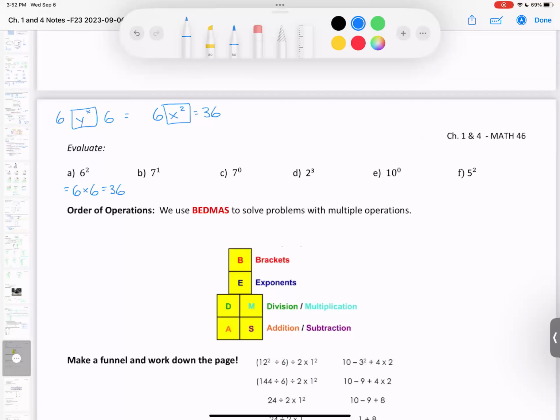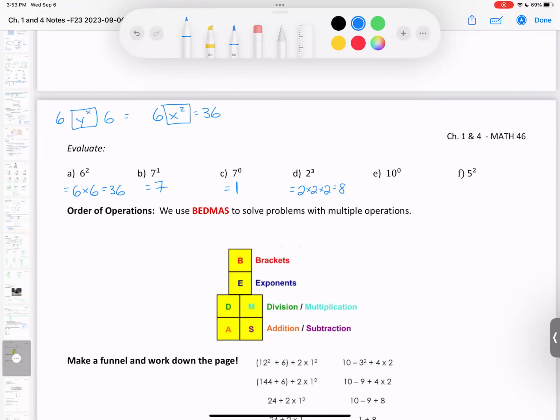Okay, next one, 7 to the power of 1. Well, we could type that into the calculator, but we already said anything to the power of 1 is just itself, so that would be 7. 7 to the power of 0. So any number besides 0 to the power of 0 is 1. 2 to the power of 3. Well, we could do this on our calculator or by hand. What is that really saying? It's saying take 2, multiply it by itself 3 times. So that would be 2 times 2, which is 4, times another 2, which is 8. See if you can verify that with your calculator.